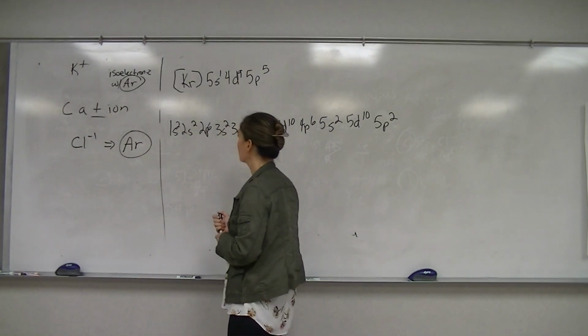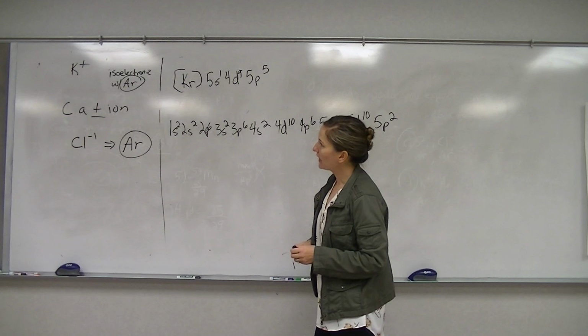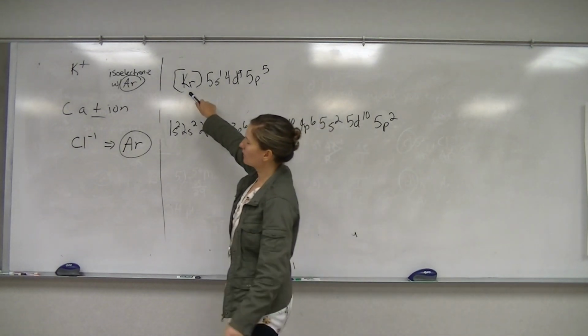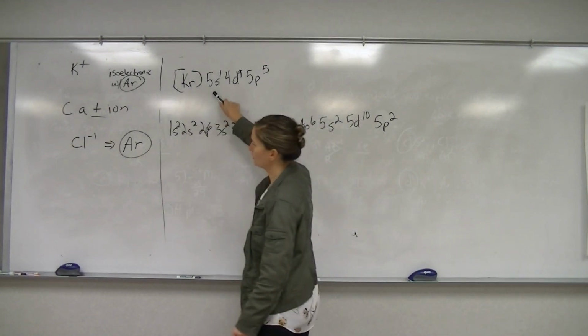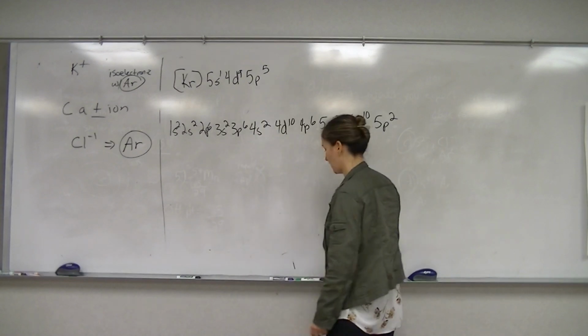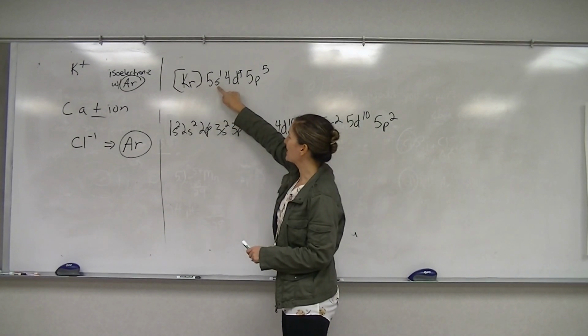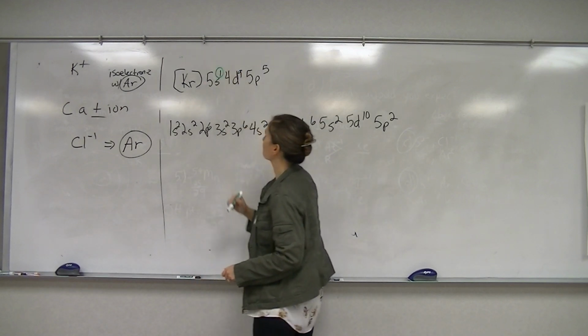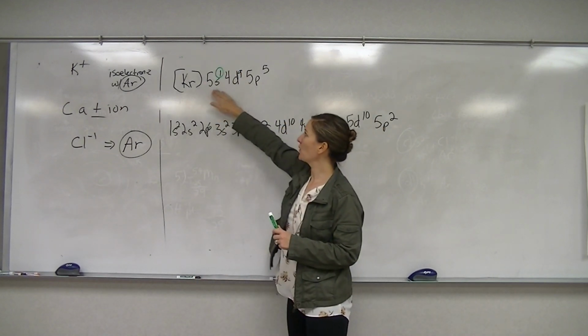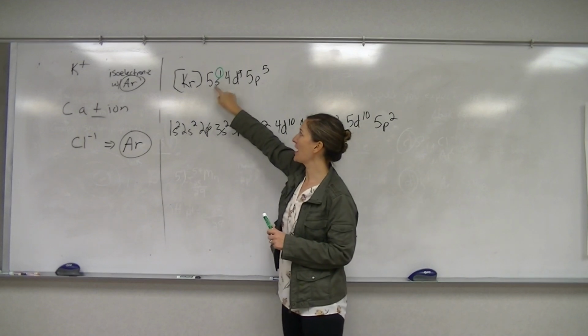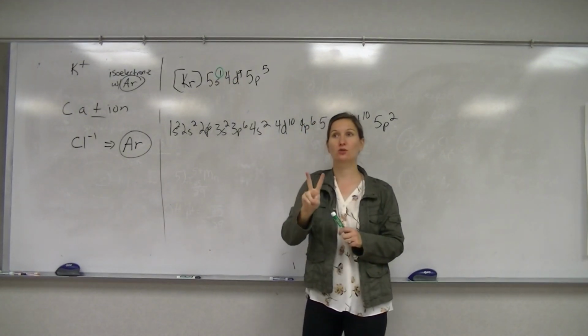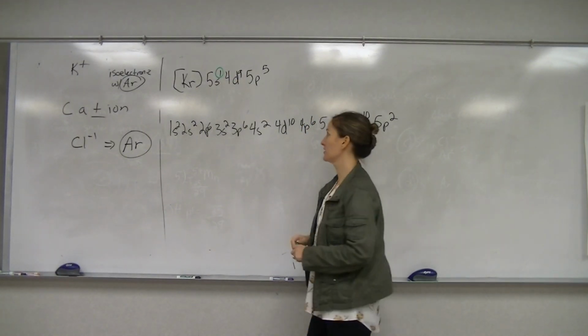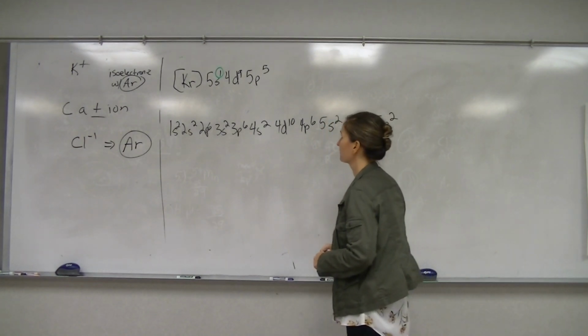Krypton is the noble gas in period 4, so we should start with 5 next. Okay, so that's correct. But 5s1, here's our first mistake. If I'm going all the way through the s's, it should say 5s2, because there are 2 electrons max in the s orbitals.